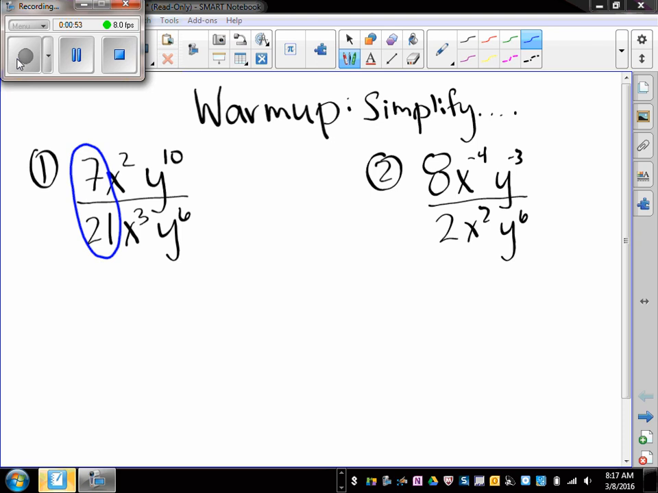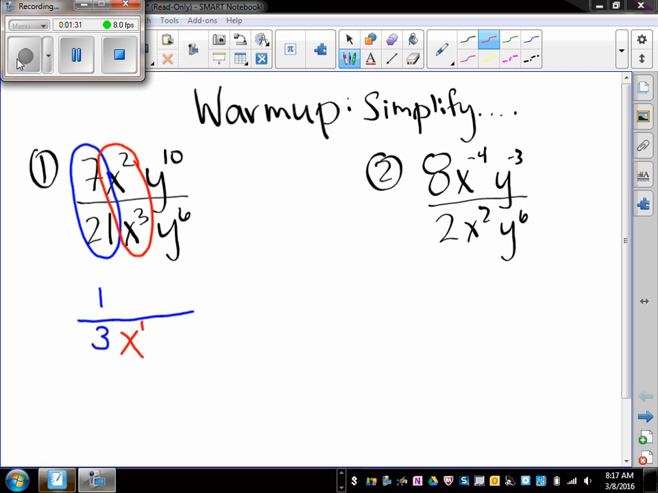7 over 21. What can we reduce that down to? 1/3, so 1 over 3. Now next up we have our x's. What do I do when I'm dividing like bases? The bases are the same, and I have exponents. Subtract the exponents. So what is 2 minus 3? -1. So since it's negative, where's it going to go? Down. So it becomes x to the first in the denominator.